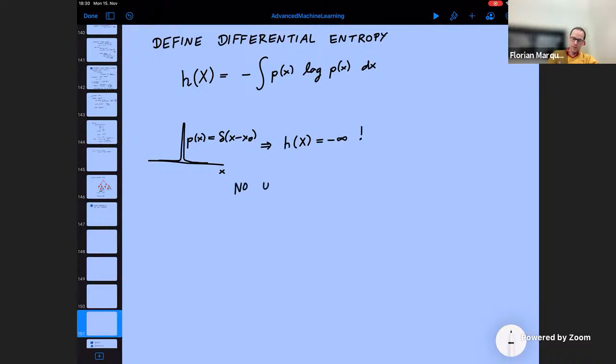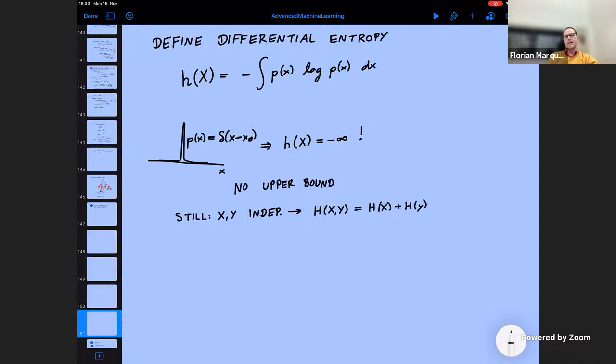Also, there is no upper bound. The reason for that is, of course, I can just spread the continuous random variable more and more, at least if I'm working on the real line. So there's also no upper bound. But other properties still exist. So for example, additivity. So if X and Y are independent, I have what we had before. So the joint entropy is the sum.